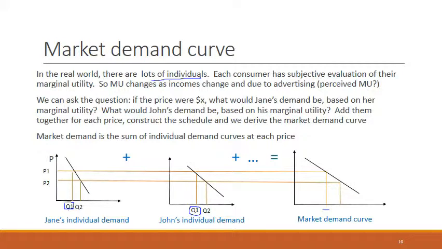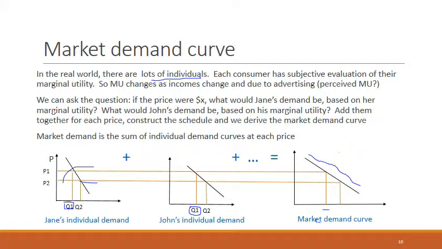We can then repeat the same process at a second price, a lower price, and see what Jane's demand was, what John's demand was, add them together, and we get the market demand level at price P2. If we then add together all the different quantities demanded at the market level for each and every price, we're going to construct a demand schedule, and that can be easily converted, of course, into a market demand curve, such as we have over here. So the market demand is a sum of individual demand curves at each and every price.